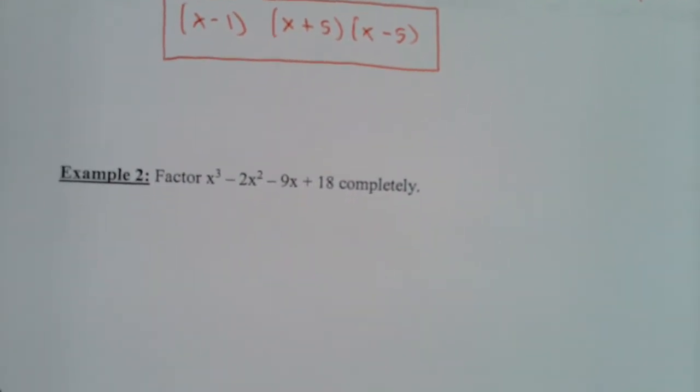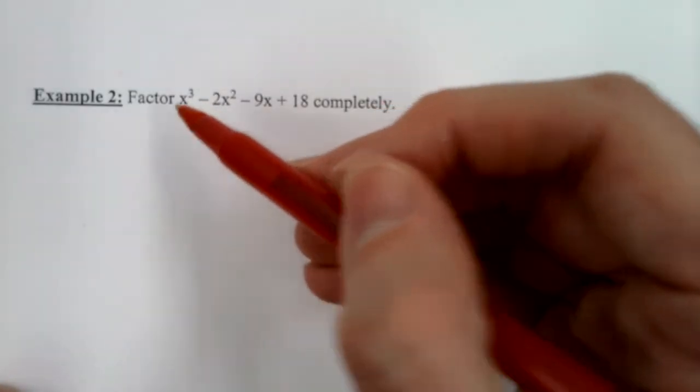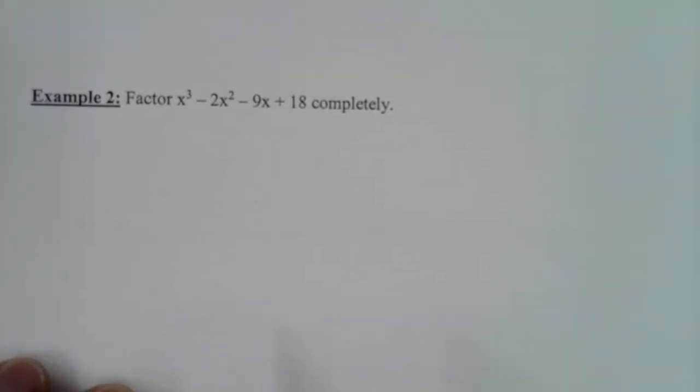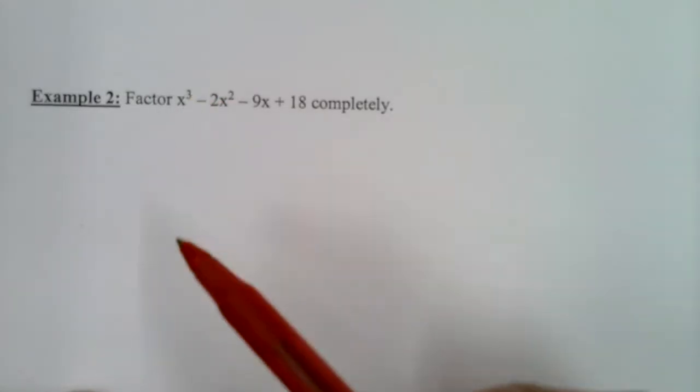Example 2, factor completely. We're going to do factoring by grouping again. We've done that before, we've done that in Unit 3. Now we're doing it with a higher degree than 2 on the exponents. Okay, that's the only difference here, is now we're doing them with higher degrees, whereas in Unit 3, we just did degree 2, quadratics. Now we have a higher degree than 2.